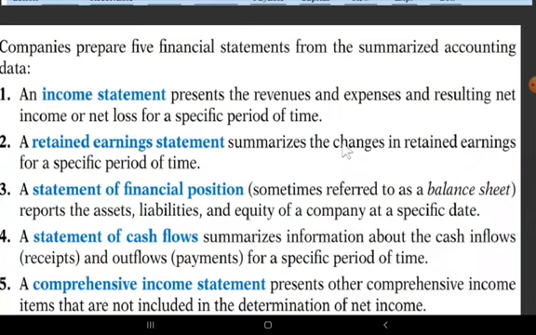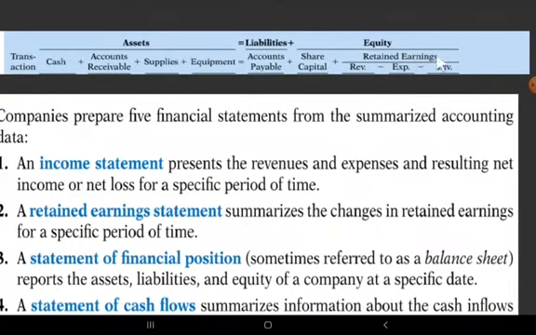Revenue minus expense minus dividend. Under net income, in the income statement, revenue minus expense is equal to net income or net loss.